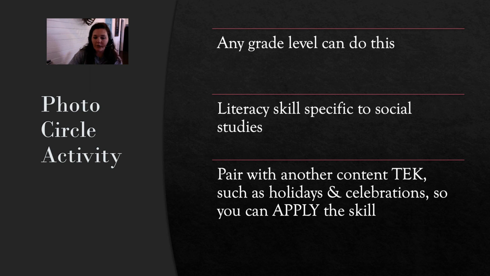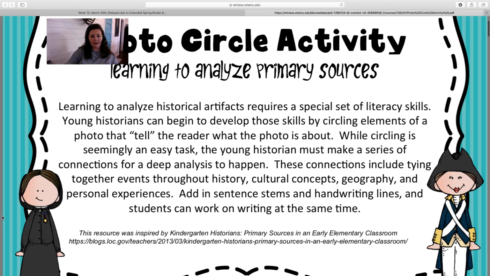The first strategy I'm going to show you is called the photo circle activity. Any grade level, including kindergarten, can do this. The literacy skill is specific to social studies because you're teaching them to analyze a photograph. You want to pair this with another content TEK, such as holidays and celebrations, so you can apply the skill. The original photo circle activity that I created comes in a packet that I sell on Teachers Pay Teachers, but you'll see how I've modified this assignment so that students like yourselves can do it digitally from home.